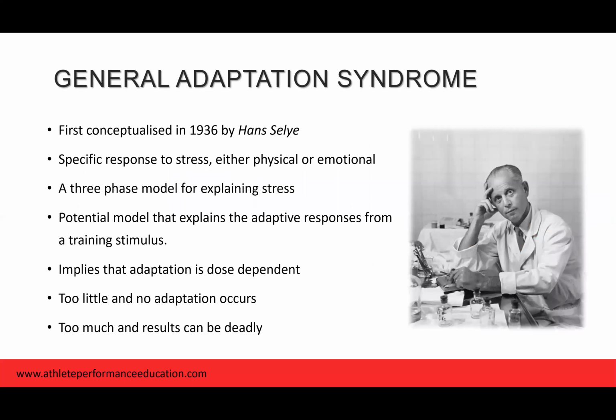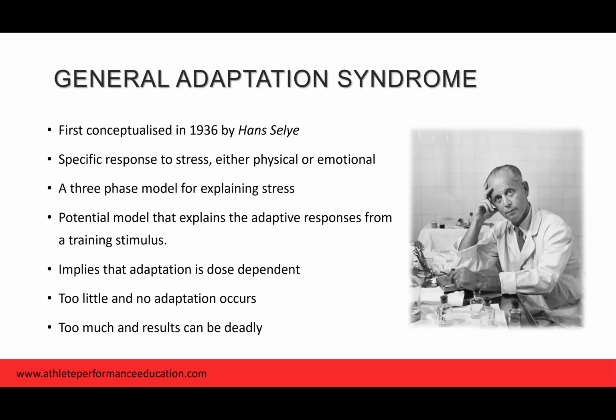The general adaptation syndrome, or GAS, was first conceptualized in 1936 by a scientist called Hans Selye, and he performed studies on rats, and he basically put them in different stress environments to work out how they respond to that.